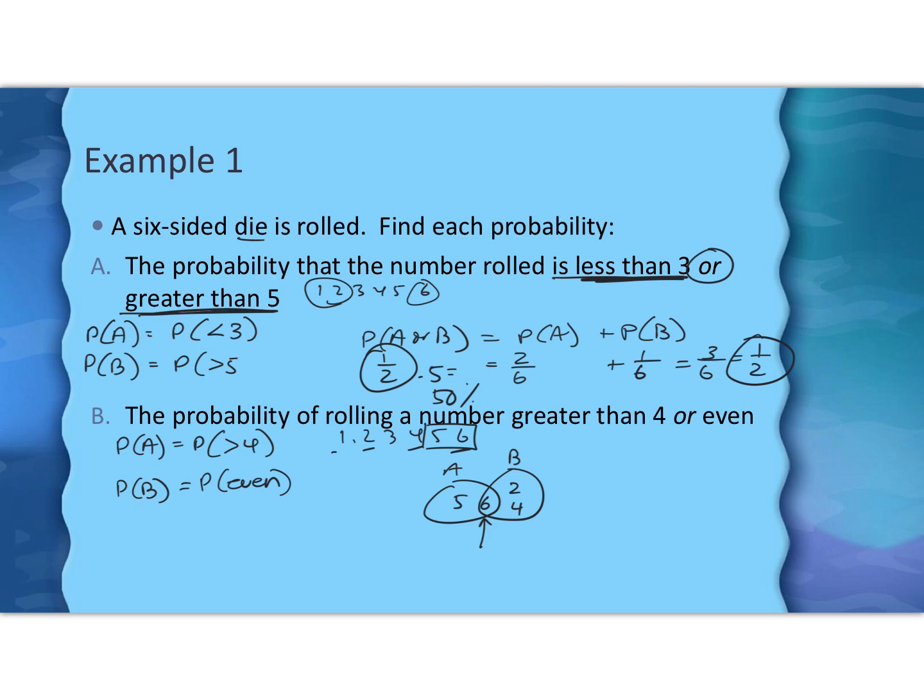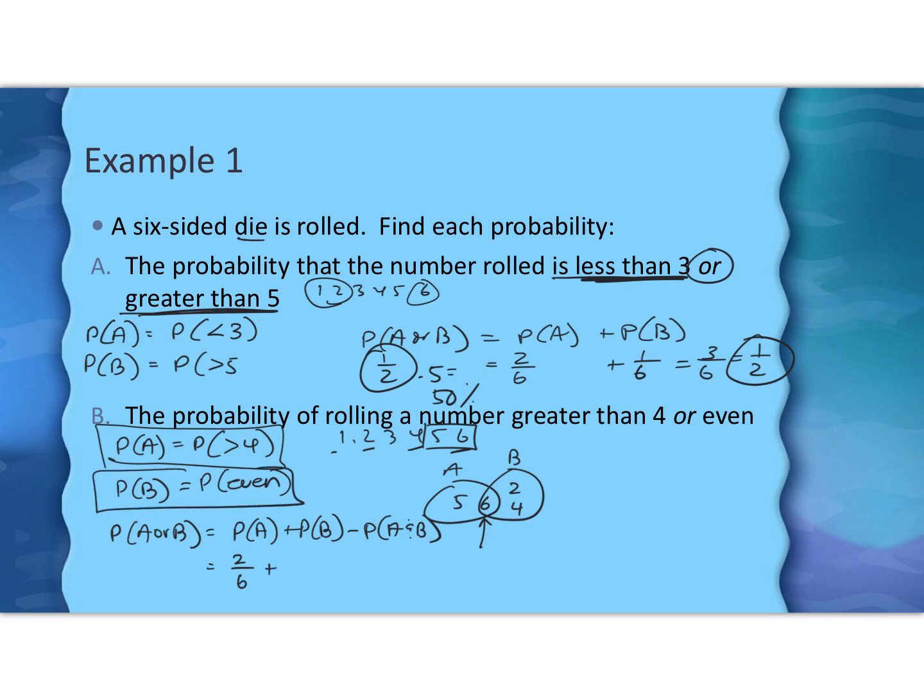So this is going to have to be treated with the formula, right? Probability of A or B is going to equal the probability of A plus the probability of B minus the probability of A and B. Okay, so now when I go to do the math, again, the probability of A is the probability of getting greater than a 4, which we notice is 2 out of 6. The probability of B, getting an even number, is 3 out of 6.